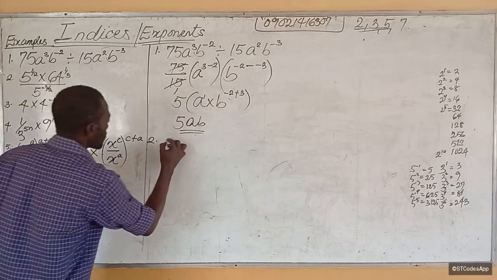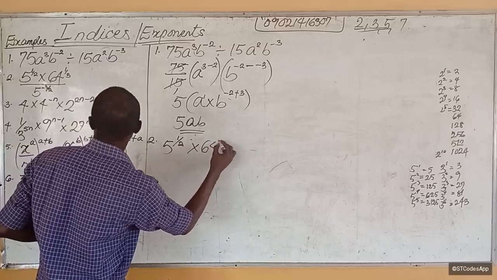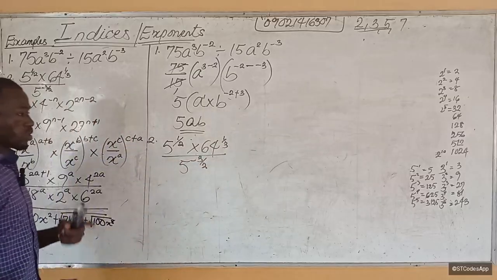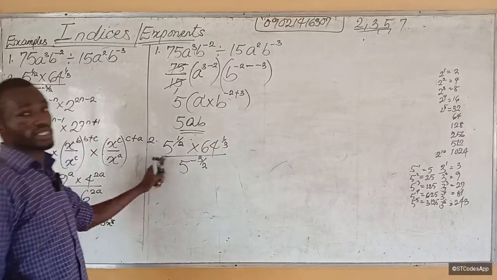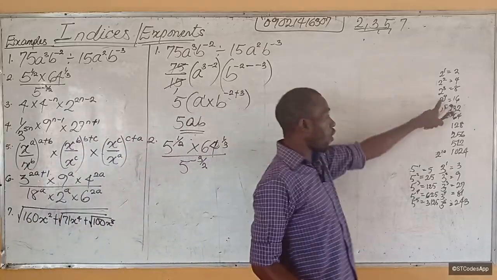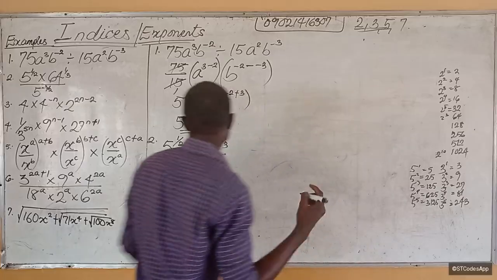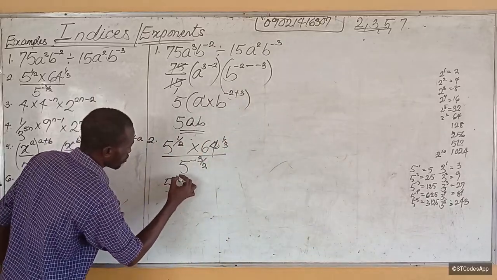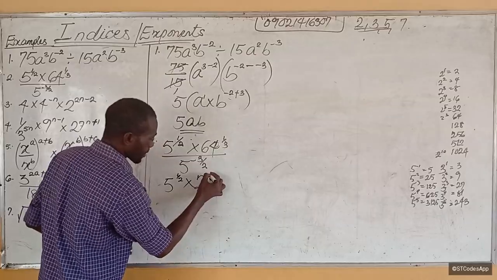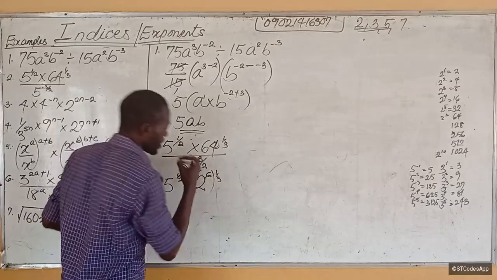Number 2 says that 5 raised to power 1 over 2 multiplied by 64 raised to power 1 over 3, all over 5 raised to power minus 3 over 2. So what do we do here? Let's express them in their simplest bases. I can express 64 in the base of 2 or 4, but I like 2, so it's 2 raised to power 6. So I can re-express this as 5 raised to power 1 over 2 multiplied by 2 raised to power 6, that is 64, then raised to power 1 over 3 again.